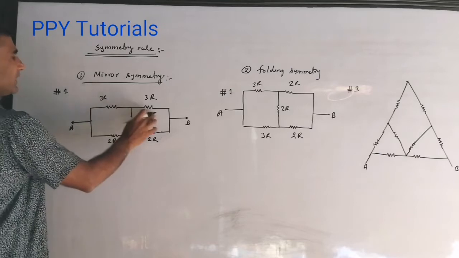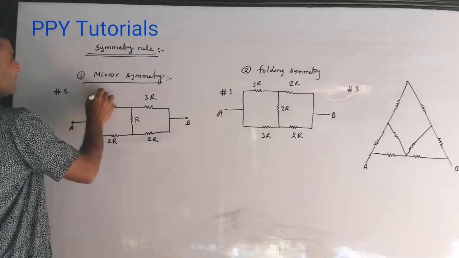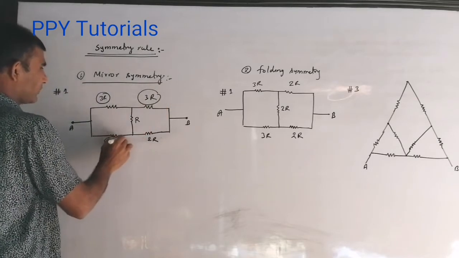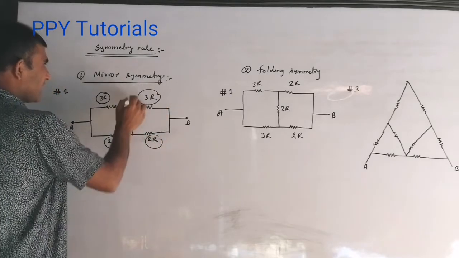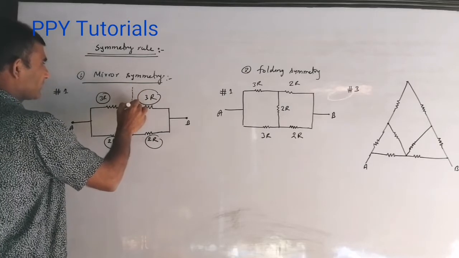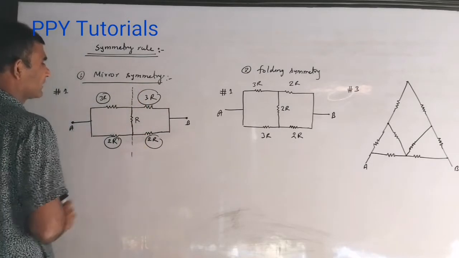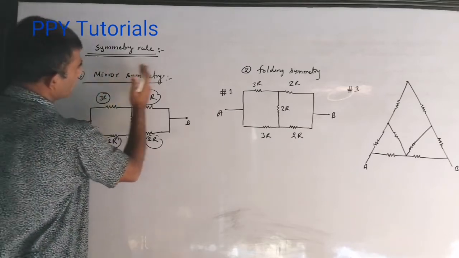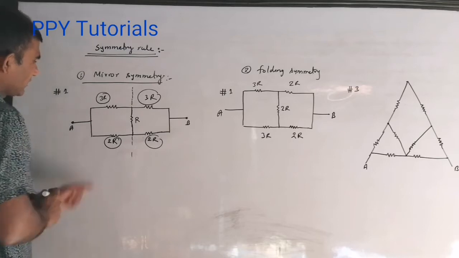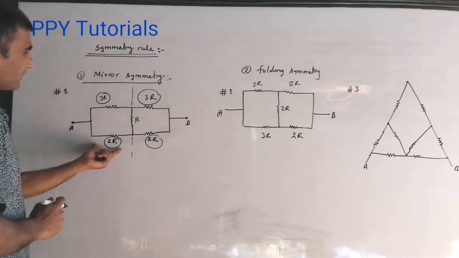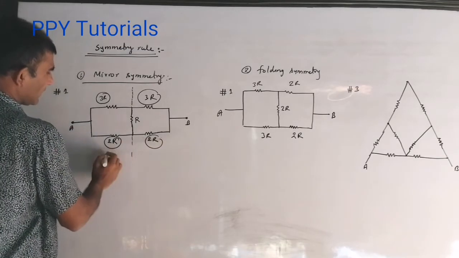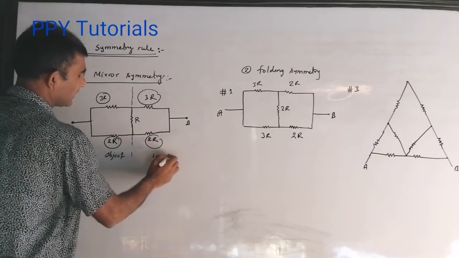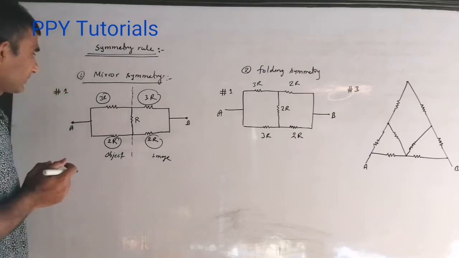And this figure is given here. See, this side is 3 ohm resistance and this side also 3 ohm resistance. Here is 2 ohm, here is also 2 ohm resistance. And in the middle, suppose there is an imaginary mirror here, then you will see that the object on this side has the same image on the right side. Likewise 2 ohm resistance on the left side and 2 ohm on the right side. If you believe this is the object, then this will look like an image, and you know the properties of the image of the mirror.